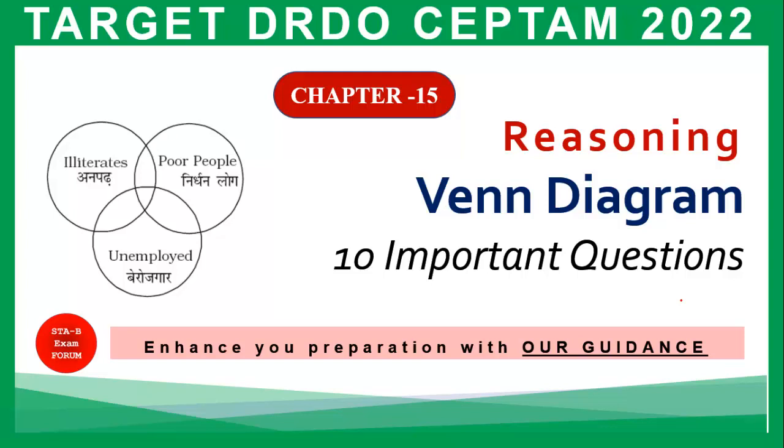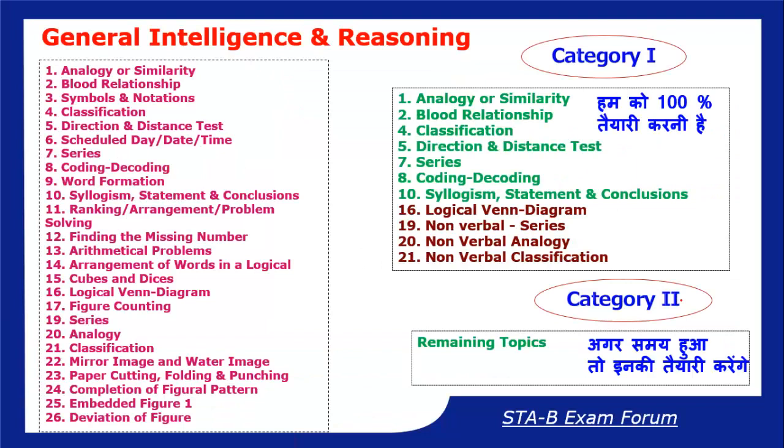Okay, students, this Venn diagram chapter is very important for the DRDO exam. It is very easy and very scoring, and you can easily find 2 to 3 questions from this chapter. So without further ado, let's see the chapter. This was the syllabus that we told you in chapter 3 or 4. In this video we are going to see logical Venn diagrams, as you can see in category 1.